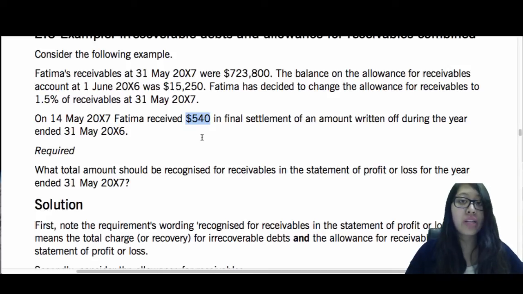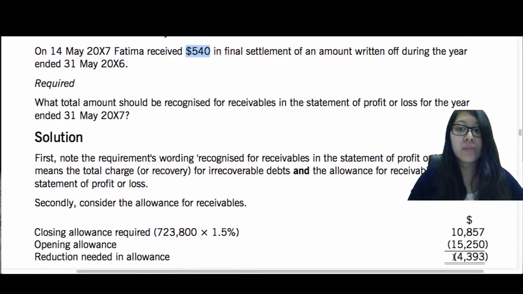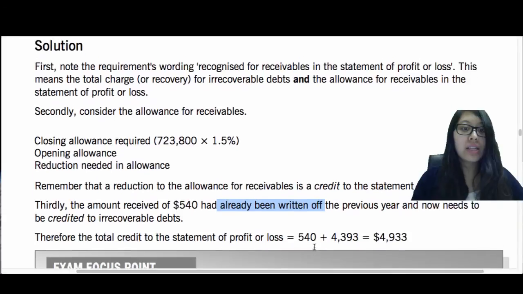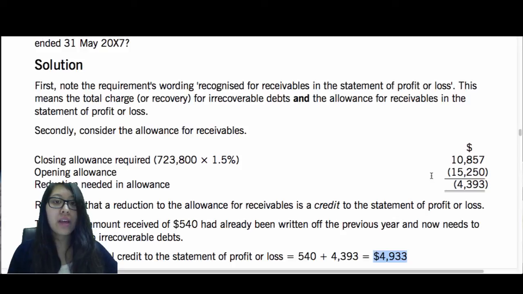So again, we're crediting the expenses. So we are going to reduce the expense further. So we have already reduced the expense by the reduction in allowance, but we also need to reduce the expense with the 540 that has already been written off. So at the end, the total credit to the statement of profit or loss is 540 plus 4,393, so 4,933. We have come to the end of the chapter. Thank you for watching.